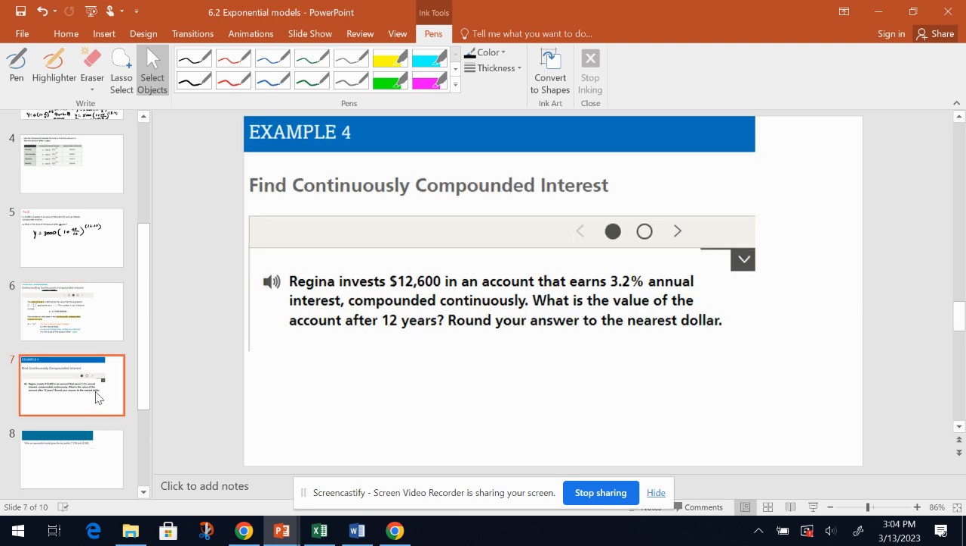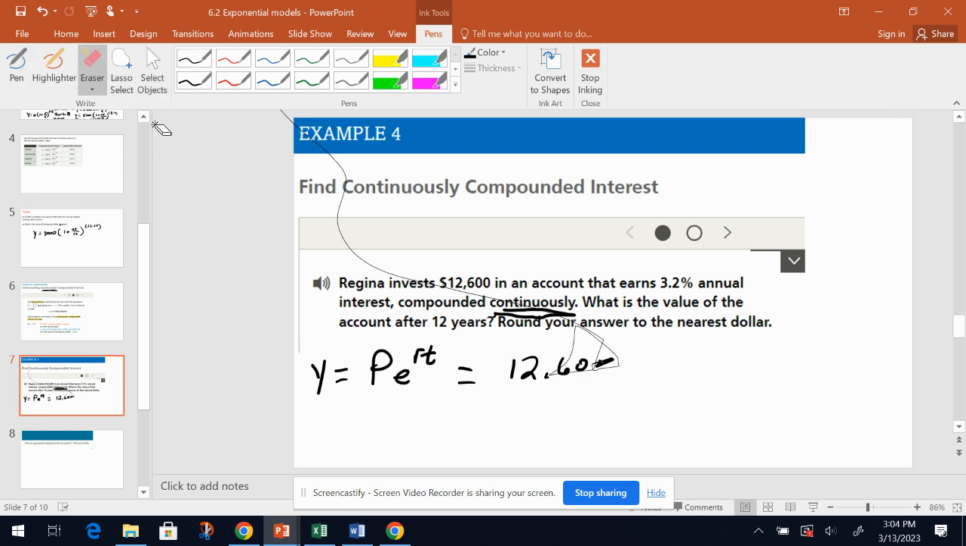So we're going to look at a problem here, and this is what you have to make sure you pay attention to. This problem says Regina invests $12,600 in an account that earns 3.2% annual interest, compounded continuously. This right here tells me that I'm going to use this formula, also known as the PERT formula. Okay, so I've got 12,600 as my starting amount.